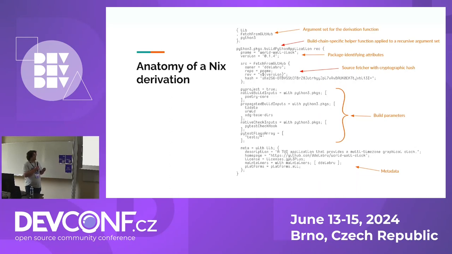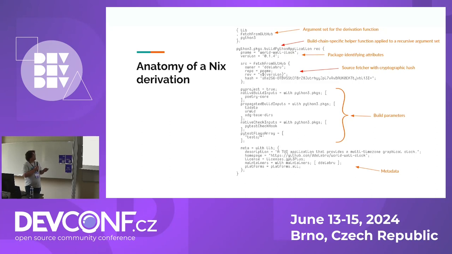This is important because the argument that we're taking here for this helper function is an argument set itself. And the argument set has a bunch of attributes, and some of those attributes might need to reference each other. So that's where the recursiveness comes in. So within that argument set, we've got a few basic categories.